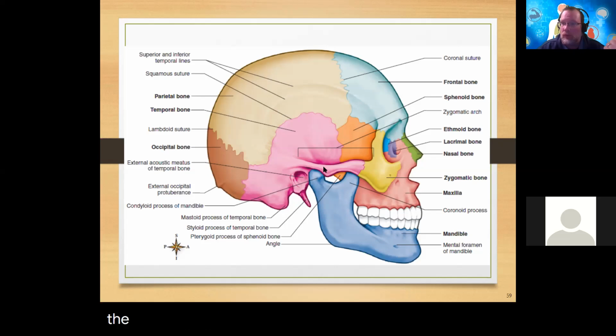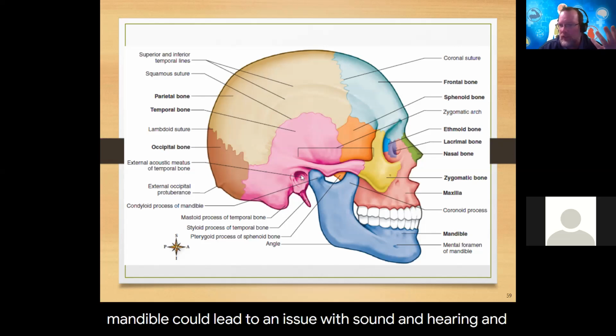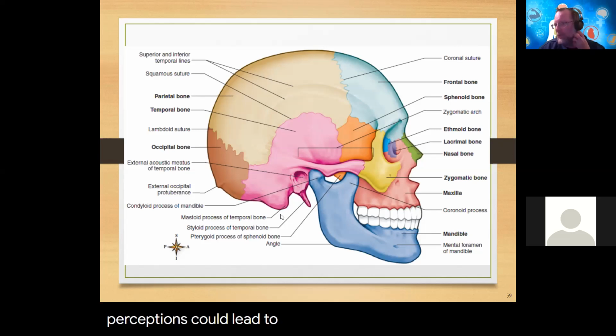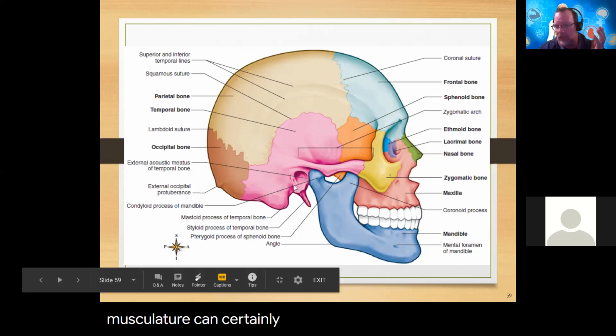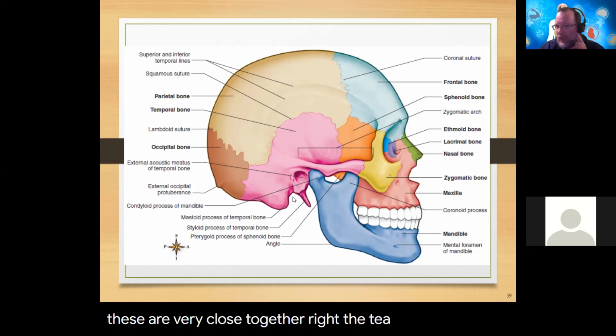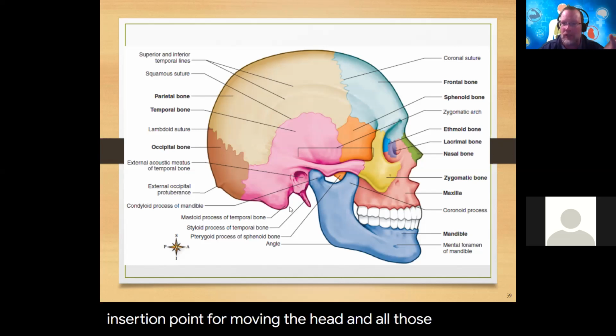So the temporal bone plays a lot of roles. An issue with the mandible could lead to an issue with sound and hearing and perceptions, could lead to inflammation of the neck musculature, can certainly lead to some issues. I mean, these are very close together, right? The TMJ and the SCM insertion point, okay, for moving the head. All those actions come from that muscle and from that area. So the other thing we have, lastly, with the temporal bone, and then we'll move on.